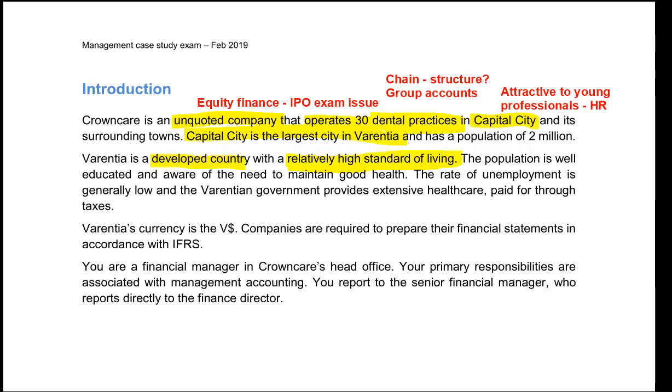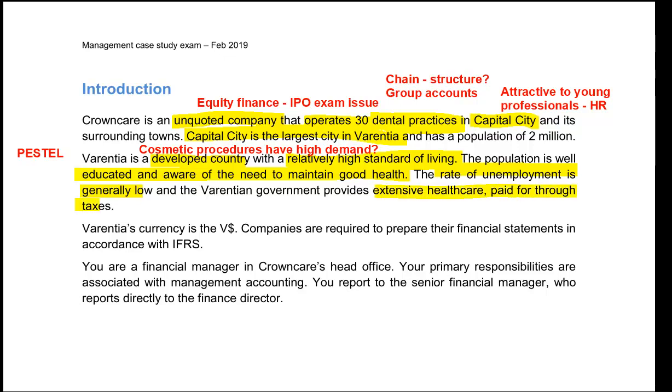So, let's note that down. Now, for just a moment, let's revisit PESTLE, because the next sentence says that the population is well educated and aware of the need to maintain good health. On top of this, they also say that the rate of unemployment is generally low, and the Varentian government provides extensive healthcare paid for through taxes.